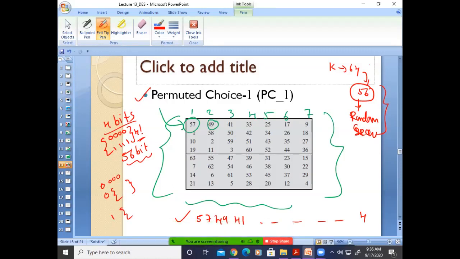I have one doubt. Yes, please. In permuted choice, when 64 is changed to 56.